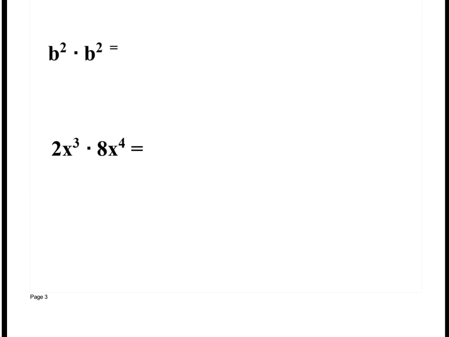Write this down. b squared times b squared. b does not change. I add the exponents. 2 and 2 is 4. Any questions? No.